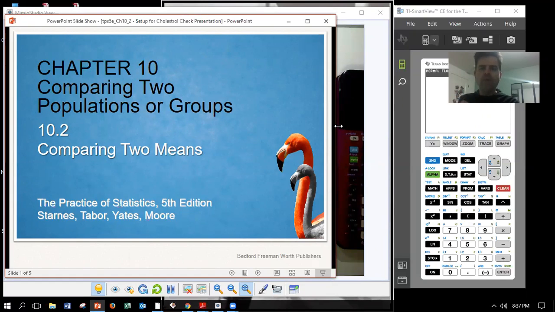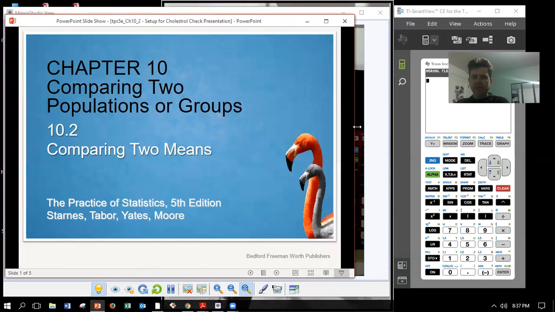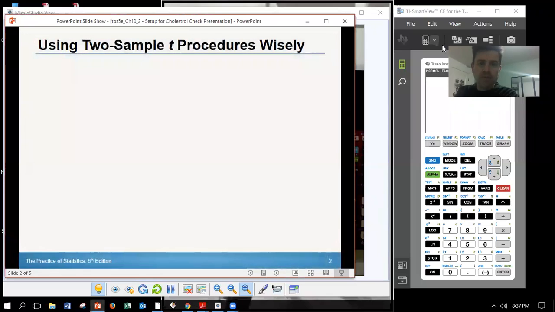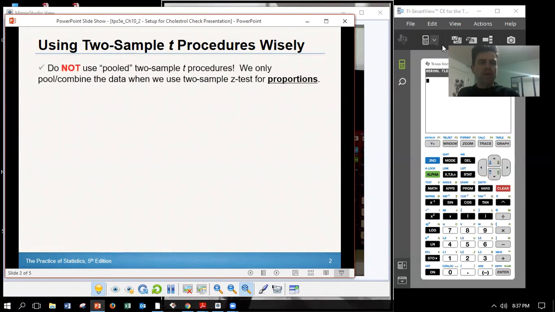And what I'm going to work with a little bit more specifically is I'm going to talk to you a little bit about 10.2, and then I'm going to look at the cholesterol problem. So I've kind of shaved down our 10.2 PowerPoint here. Some things we want to talk about when you're using the two sample T procedures wisely. Don't use pooled data. Okay, that's only for two sample Z test for proportions.